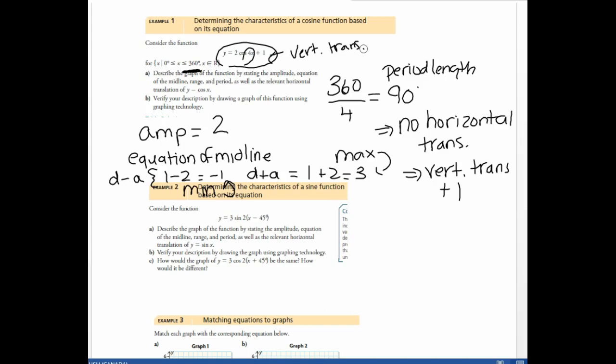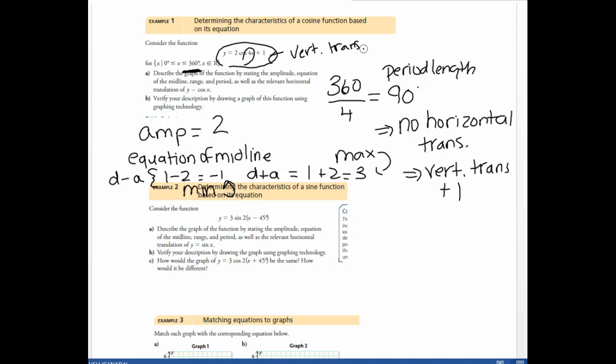Okay, so the same we can do for, and you can enter this in the graphing calculator. That's what it's for, to graph it using technology. You would enter it in the y equals.